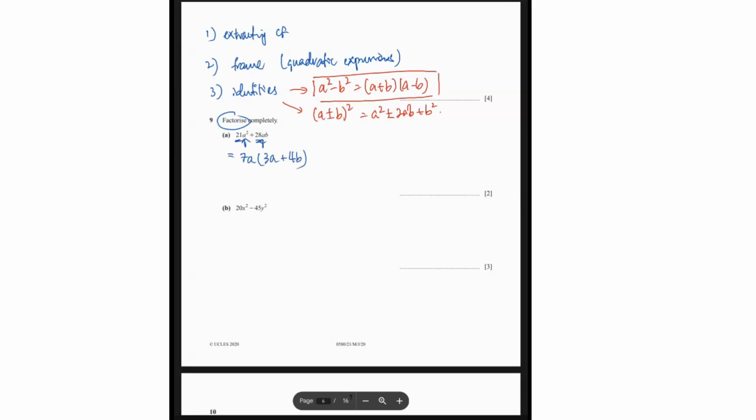Here you either get 2 marks or 0, essentially. Some students only extract the 7 out, let's say 3A squared plus 4AB. They get 1 mark, a sympathy mark.